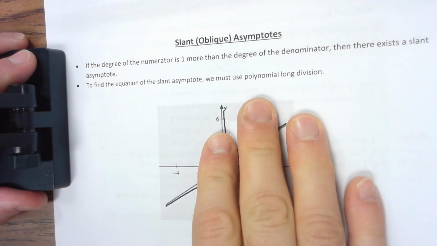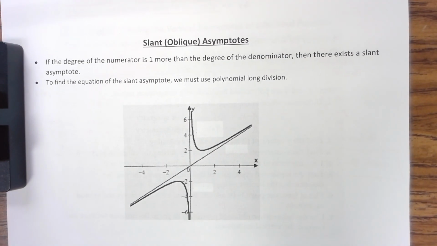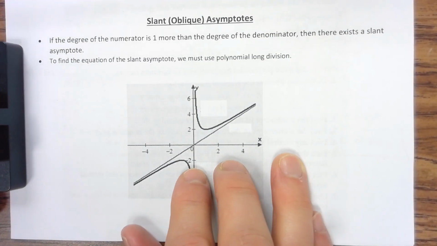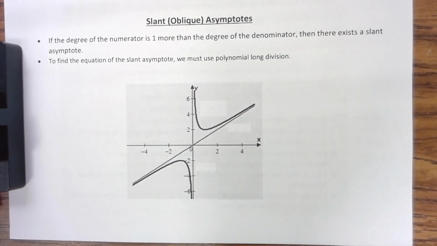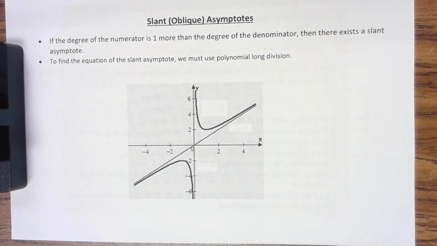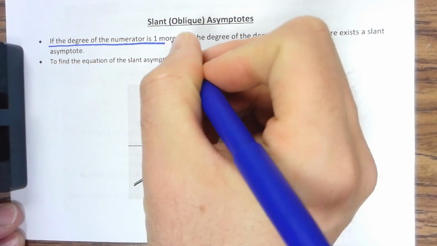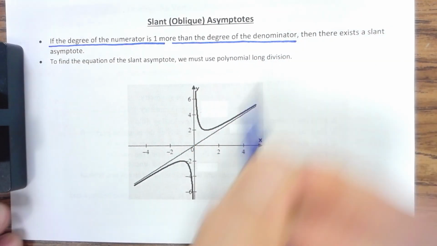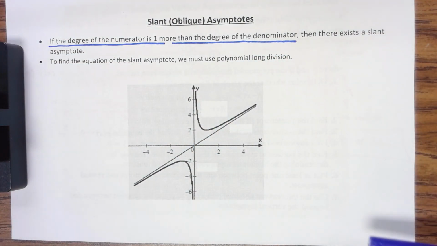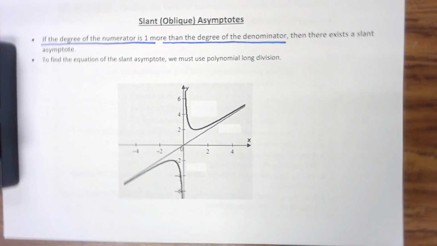The last new feature of these rational graphs is what's called a slant or oblique asymptote. So in total, there are 3 different types of asymptotes that these rational graphs can have. The slant or oblique asymptote is a specific asymptote that only shows up if the degree of the numerator is 1 more than the degree of the denominator. Okay, so if the degree of the top is exactly 1 more than the degree of the bottom, that tells us there's going to be a slant or oblique asymptote.